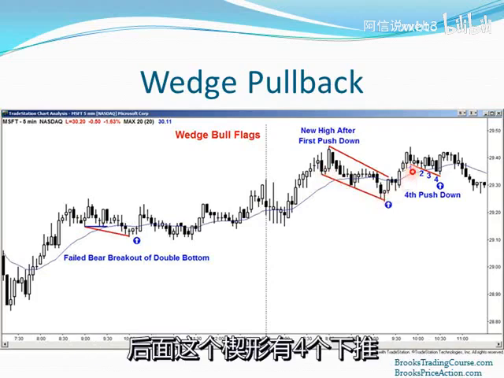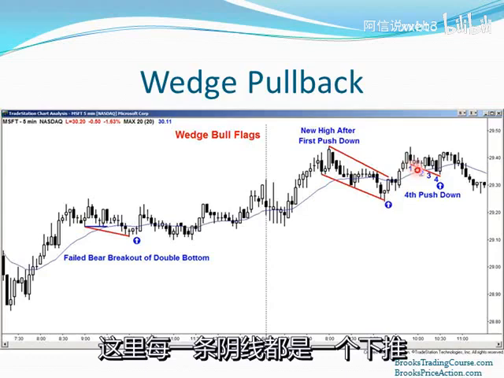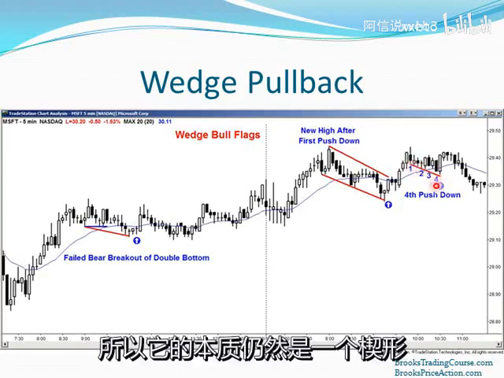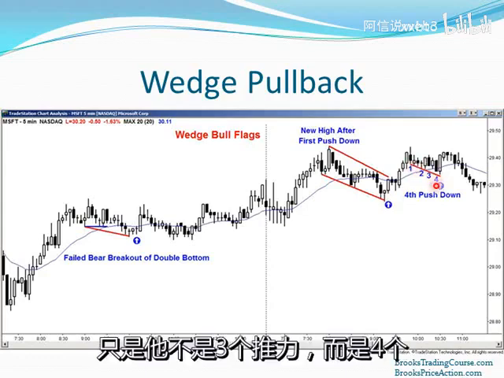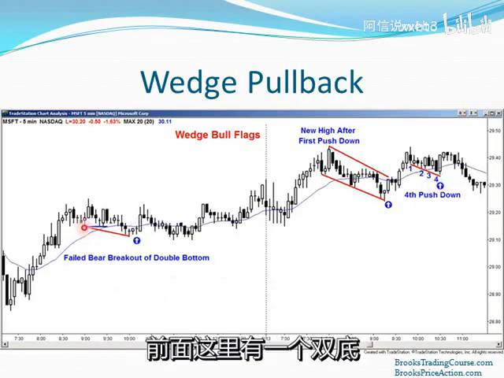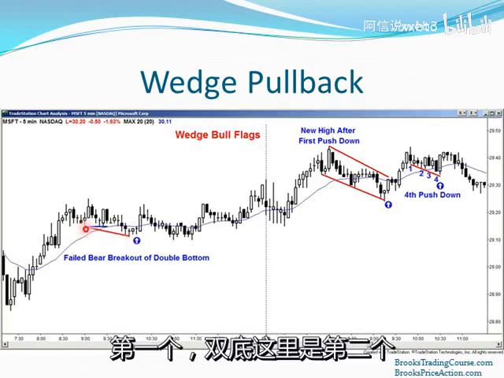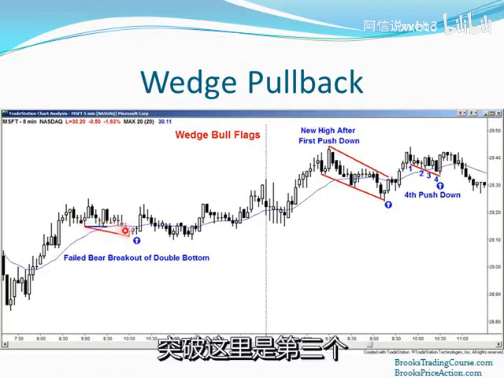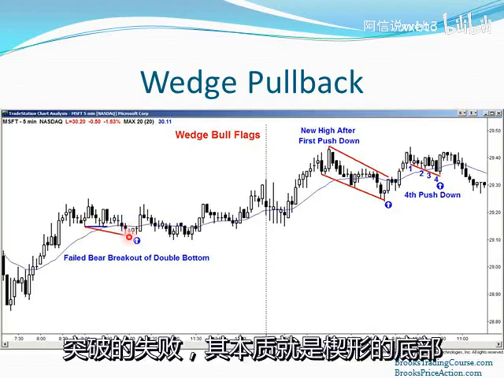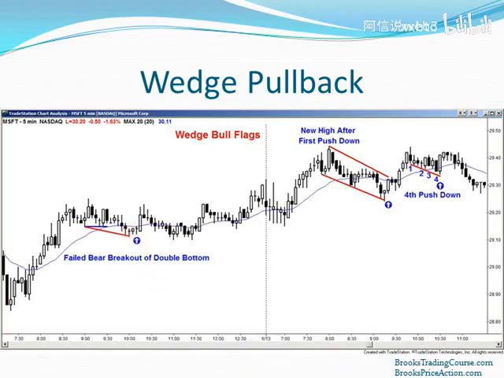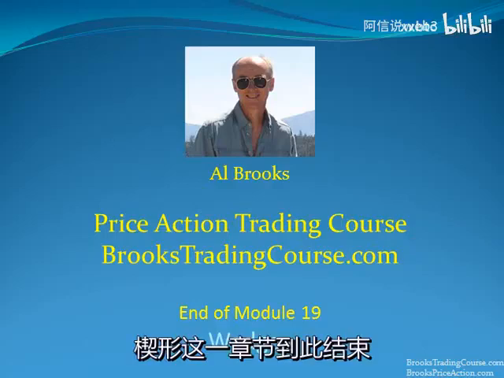Here's a wedge that had 4 pushes down. Each of these bear bars is a push down, so it's still functionally a wedge. If it has 4 pushes, it has 3. You have a double bottom and a bear breakout, so 3 pushes down. 1, and then the double bottom is 2, and the breakout is 3. The failed breakout is functionally the same as a wedge bottom. And that's the end of the module on wedges.